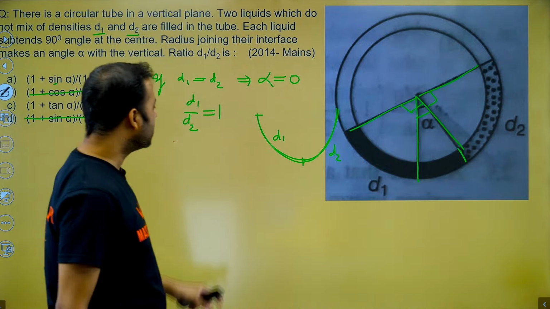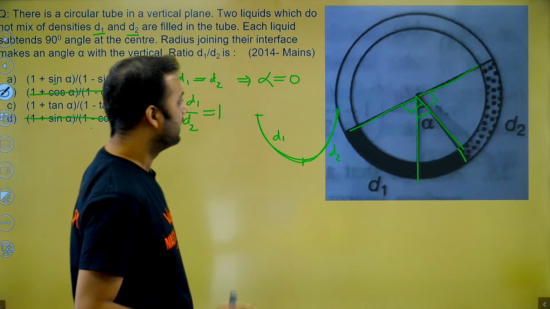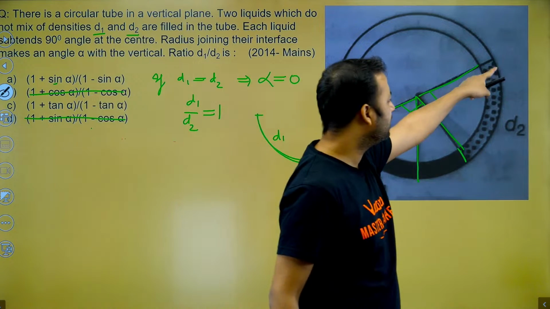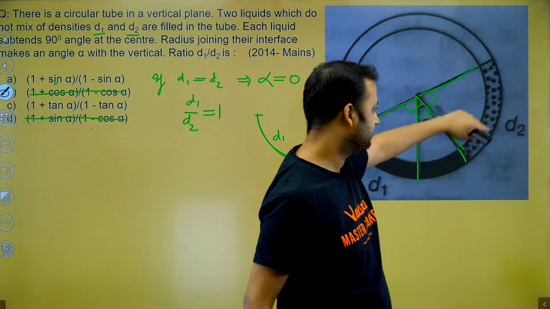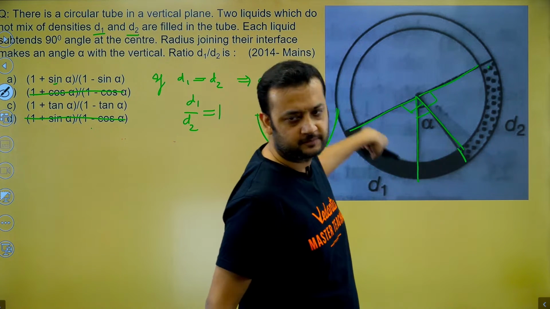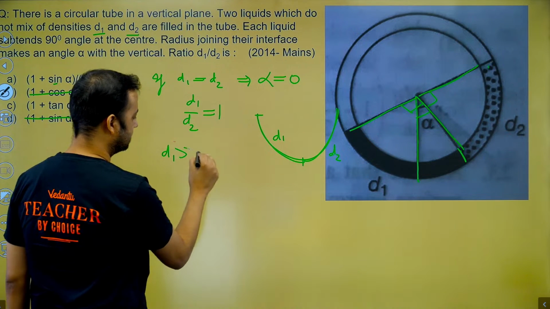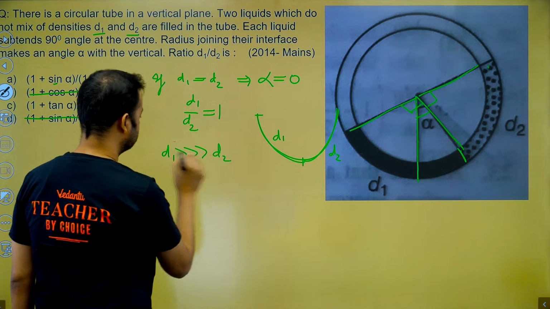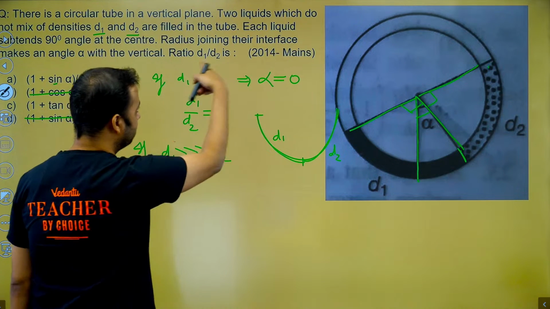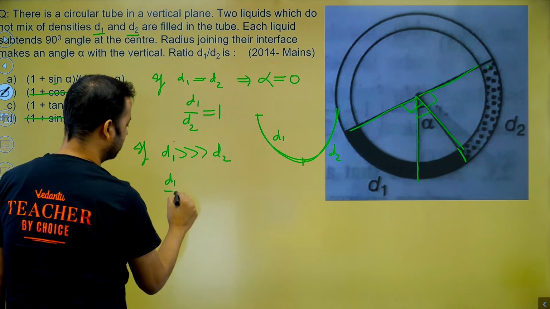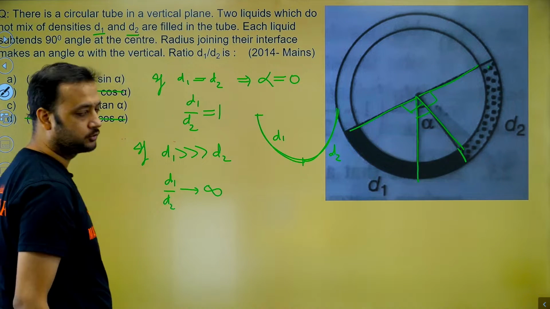Imagine what happens if I assume d2 to be 0. That means I am assuming this liquid to be of very low density. Suppose d1 is very high. I am saying d1 is much greater than d2. What happens then? Where will this ratio tend to? d1 by d2 will tend to infinity.